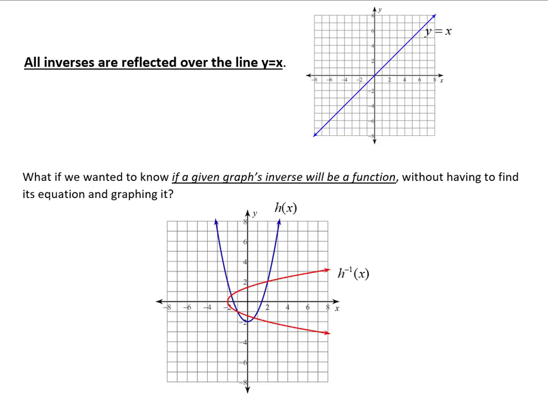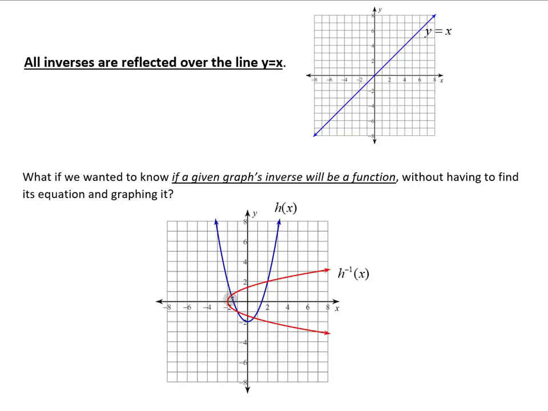Okay, what if we wanted to know if a given graph's inverse will be a function? We said in that first slide that the two answers we got, that plus and minus square root answer, would end up not being a function. How could I figure that out if I was just given a graph and asked, will its inverse be a function? Is there a way to do that without having to graph it and find its equation? What we're going to do is take a look at our original graph here, h of x, and here's our inverse, this time graphed all as one color, a nice red here.